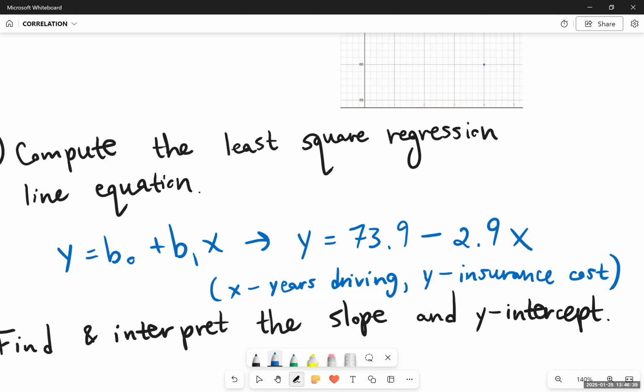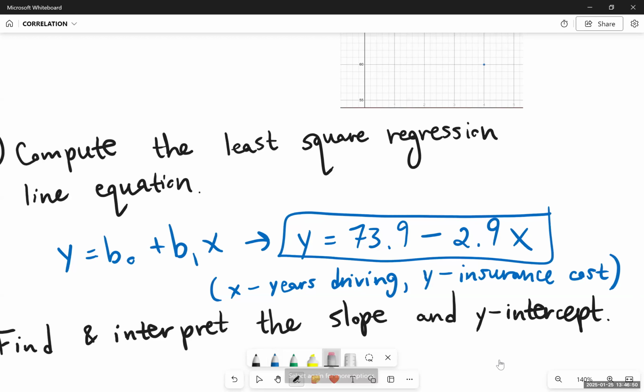Really helpful. But this is all that the problem asks us for. And I'm going back to check 73.9. Oh, it's 73.2. So if you were thinking, hey, that's not right, you were right. I was wrong. There we go.